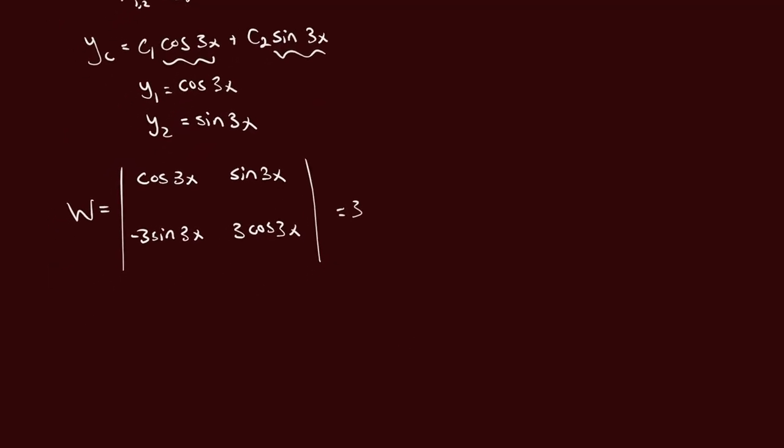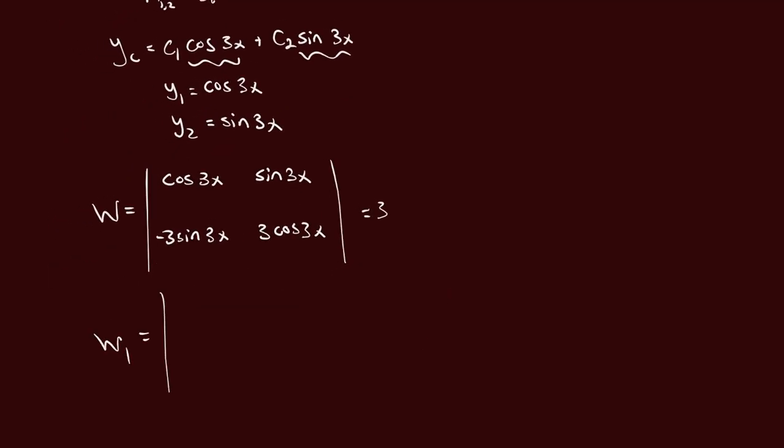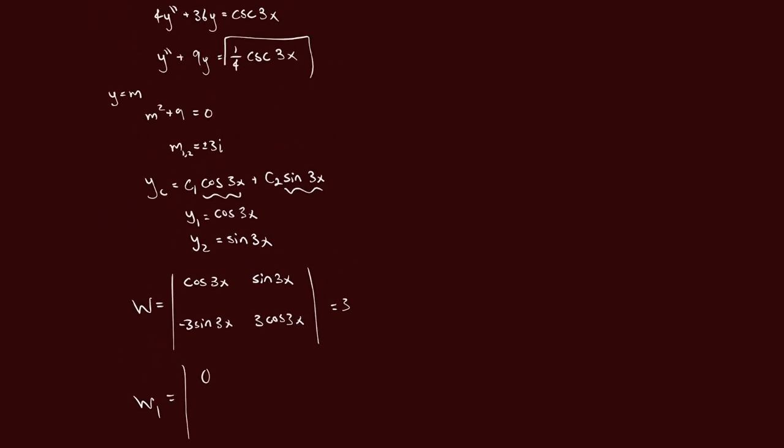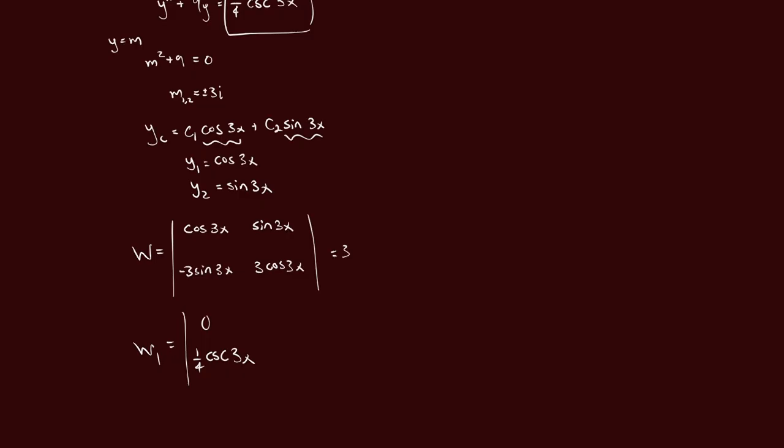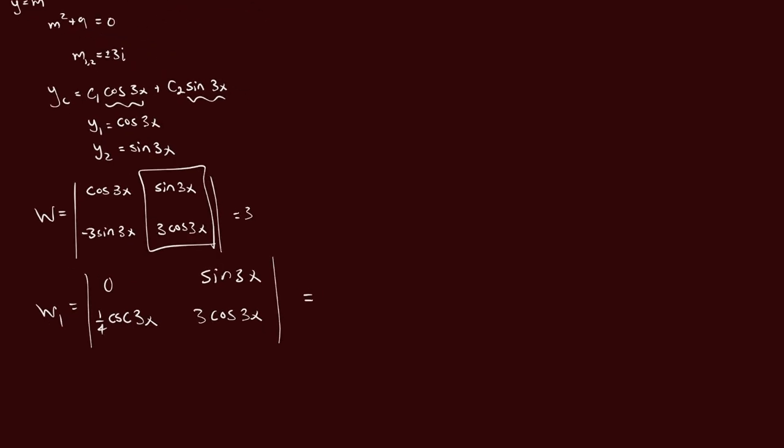Now let's do the w1. This will be the left column replaced, so the top left side is just 0, and the bottom left is our output, which is 1 over 4 cosecant 3x. And then on the right side, it's just this portion. This will be just 0 minus 1 over 4 cosecant 3x times sine 3x. Cosecant 3x is just 1 over sine 3x, so these two cancel each other out, and we just have minus 1 over 4.